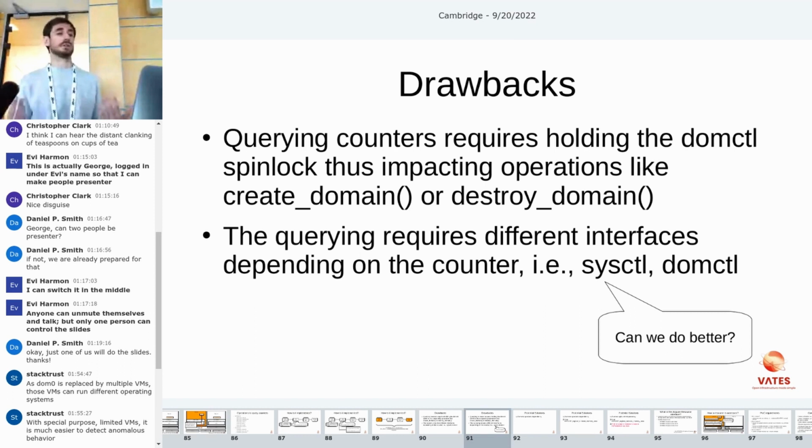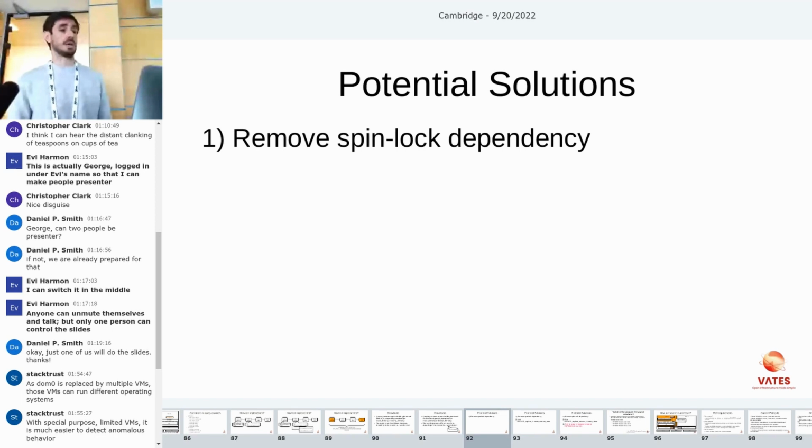So we started to evaluate different solutions. The first solution was to remove the spinlock dependency. But then I was not really sure what the impact of doing this would be, because I was not really sure why the spinlock was there in the first place for this counter.